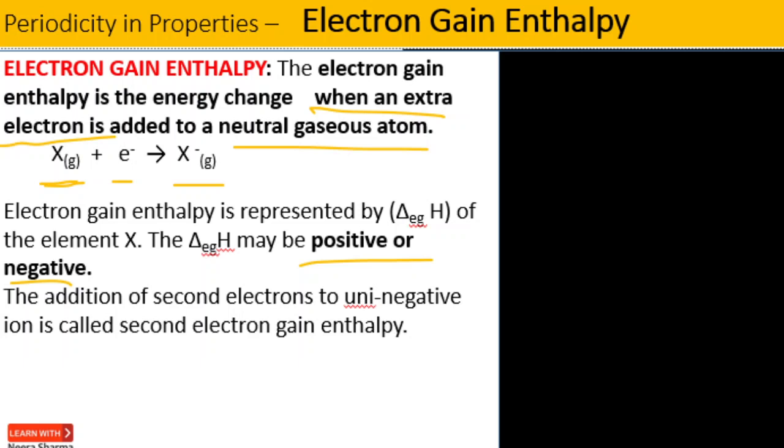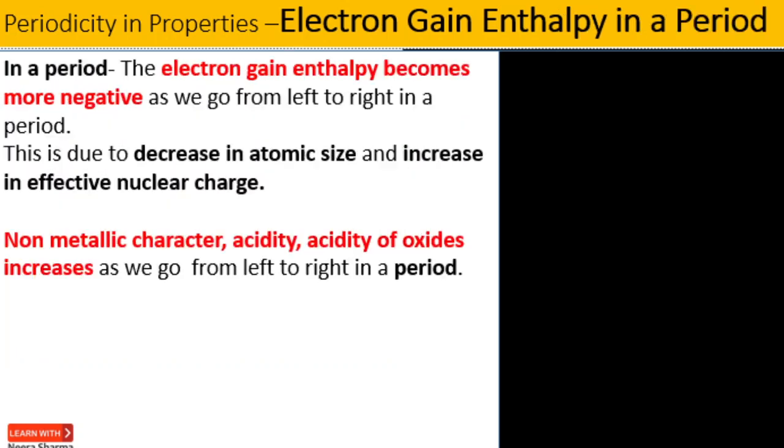The addition of a second electron to a uninegative ion is called second electron gain enthalpy. So in a period, the electron gain enthalpy becomes more negative as we go across from left to right. As we go from left to right in a period, atomic size is decreasing, so the electron gain enthalpy becomes more negative. We are adding an electron to a shell.